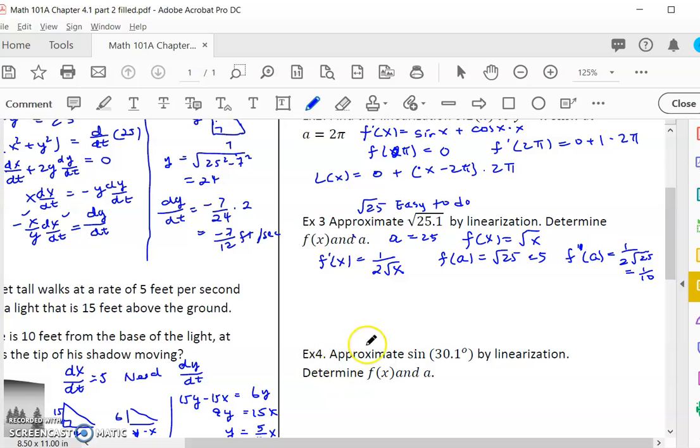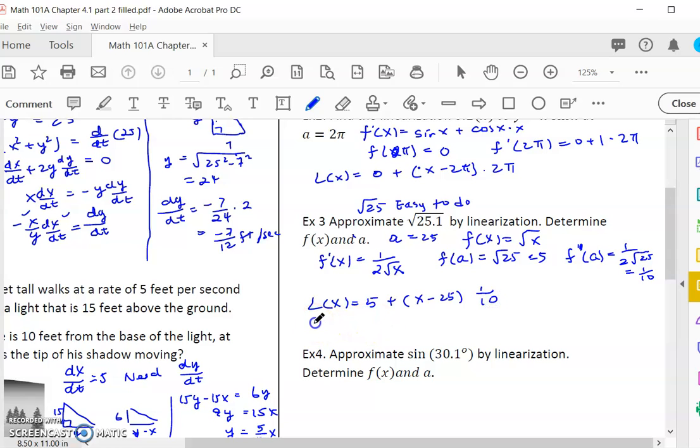Okay, so now we have all these: f prime, f of a, f prime of a. So let's write L of x. L of x is always the original function, which is f of a, 5, plus x minus the a that you have, x minus 25. This should be a small number, times the derivative, 1 over 10.